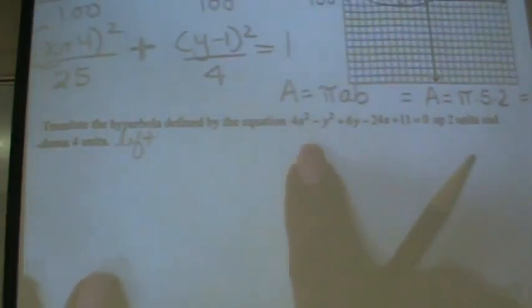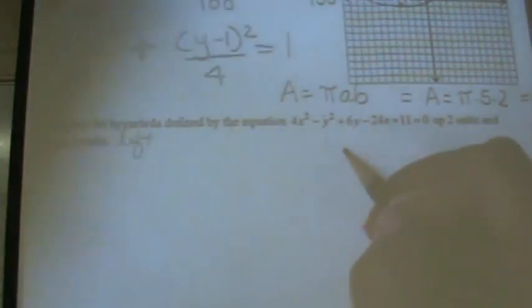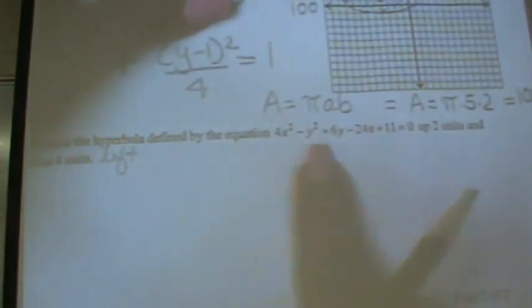Last problem, and I have a typo here. It's 2 units up, and I want you to do 4 units left. Okay, so I have some conic here. It looks like it's going to be a hyperbola because of the minus. So what you're going to do is, again, same as you did up here. You've got to collect your terms.